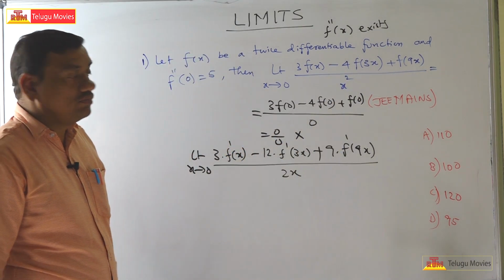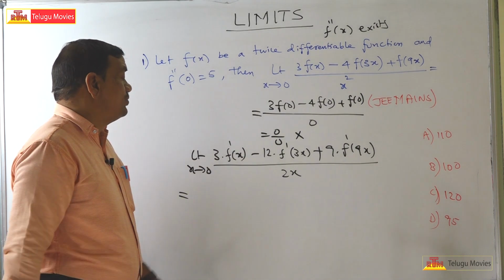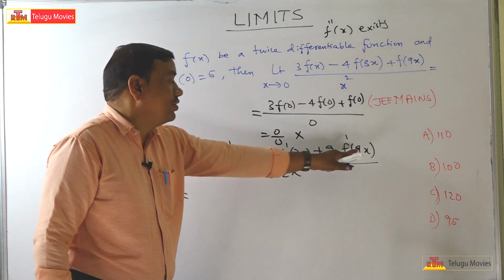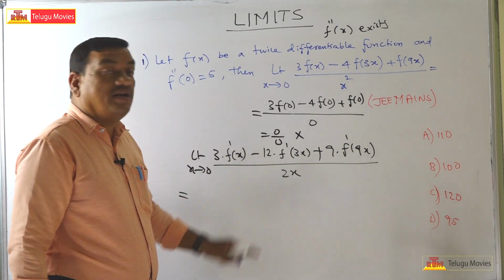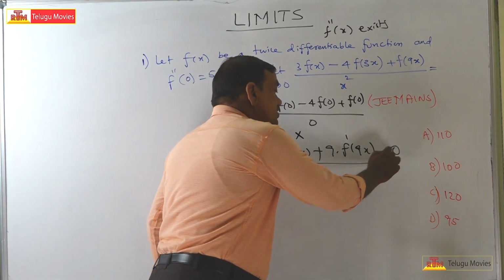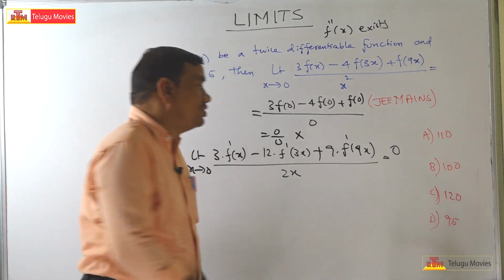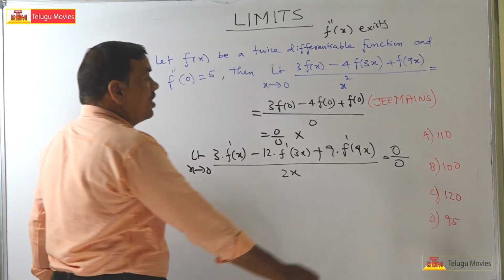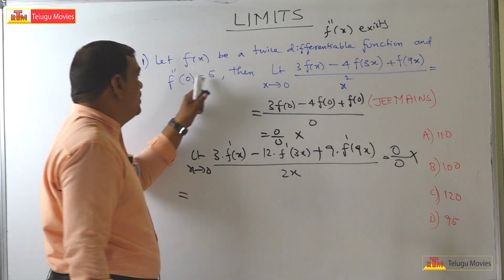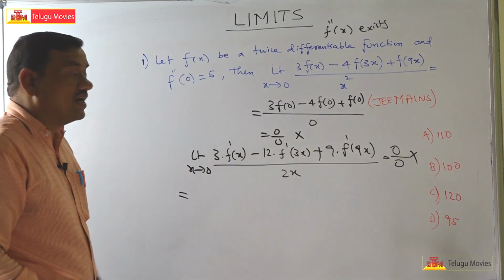Now again you substitute 0 here, 0 here, 0 here. Therefore 3 plus 9 is 12, 12 minus 12 is 0, so the numerator is 0. 2 into 0 is 0, so the denominator is also 0. 0 by 0 is also not your answer. Surely you will get the answer at the second derivative.